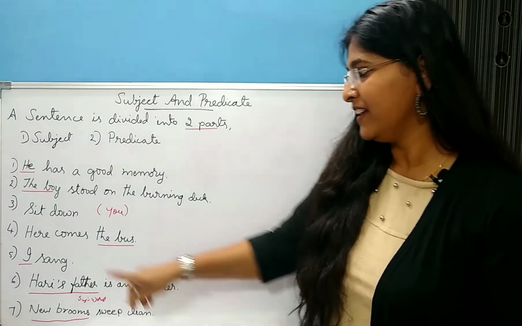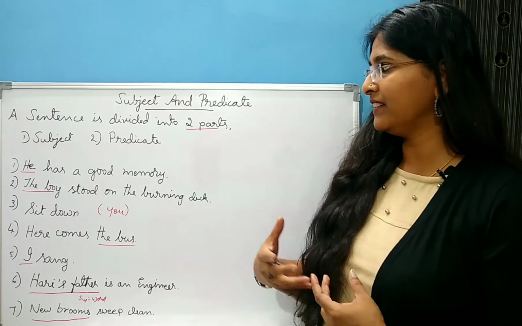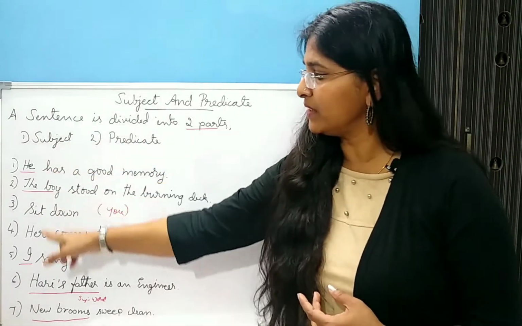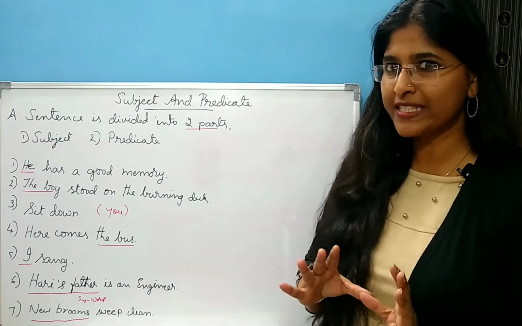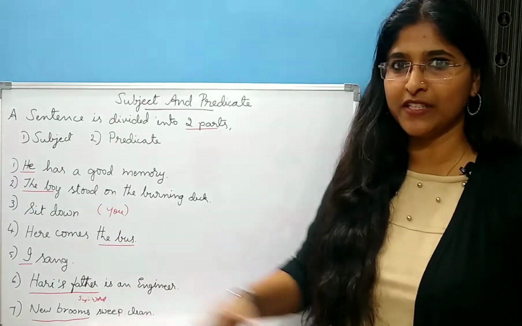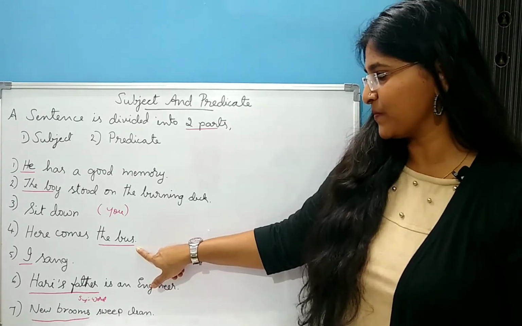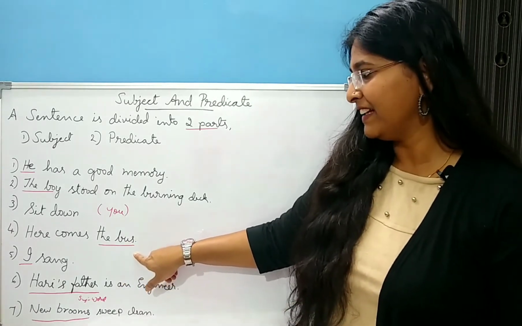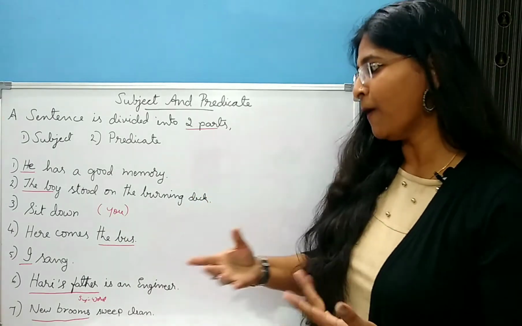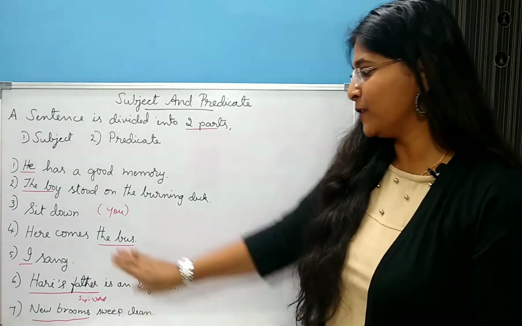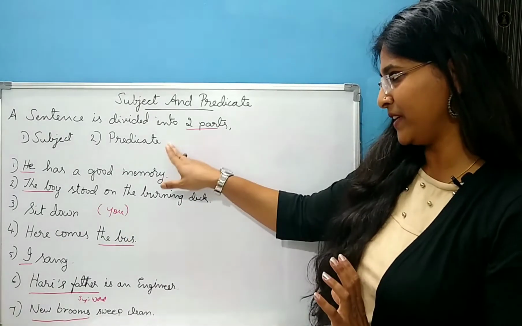Okay, the next one. Here comes the bus. Don't think that the subject of the sentence always comes at the beginning of the sentence. Mostly, the subject of the sentence comes at the beginning of the sentence. Occasionally, even the subject comes at the end of the sentence. Like this, okay? We can write this sentence in the other way. The bus comes here. Or, here comes the bus. So, the bus is the subject and here comes is a predicate.